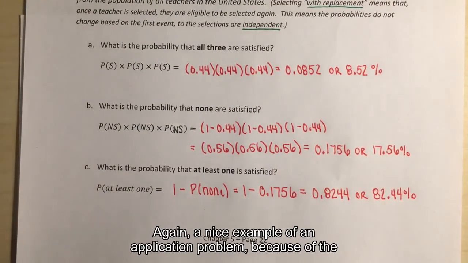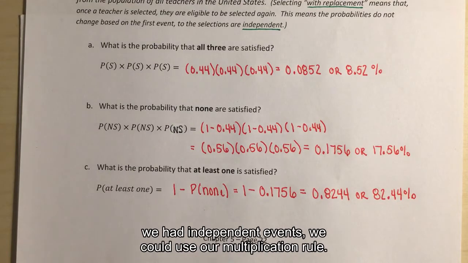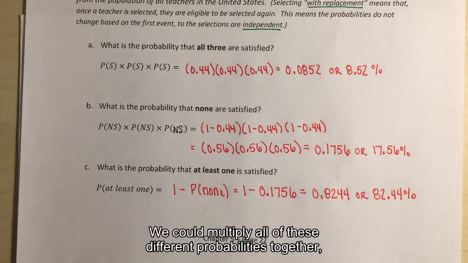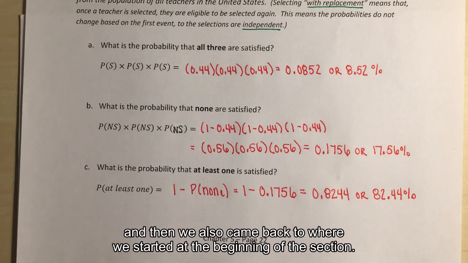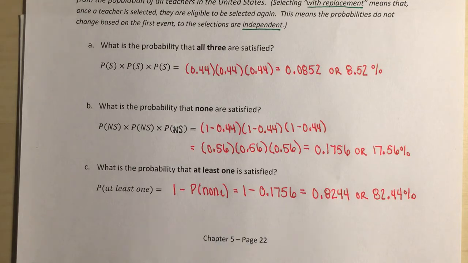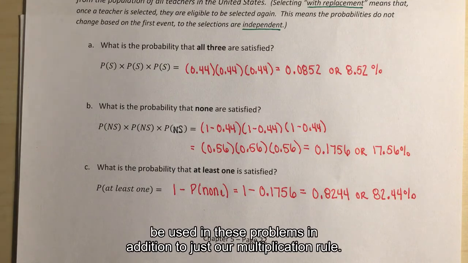So again, a nice example of an application problem. Because of the words with replacement, we had independent events, and since we had independent events, we could use our multiplication rule. So we could multiply all of these different probabilities together, and then we also came back to where we started at the beginning of the section, kind of came full circle and talked about our complement as well and how that can be used in these problems, in addition to just our multiplication rule.